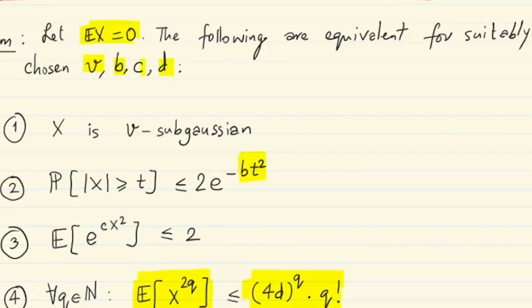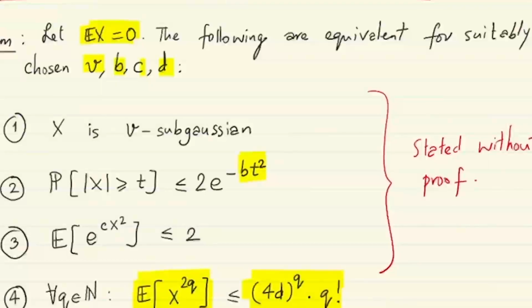So it turns out that if you do the computations for a standard Gaussian random variable, then the 2qth moment will essentially grow at this rate given by q factorial times, let's say, some constant 4d raised to q. Okay. We will not prove this theorem, we will just state this result without proof, because it will be a bit of a diversion from the flow of this lecture.